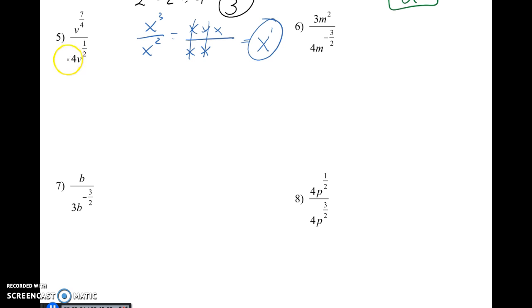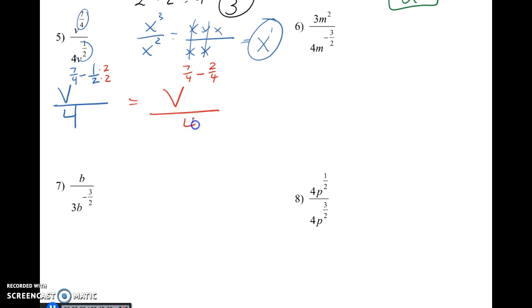Now notice there's a 4 coefficient. So as far as the 4 goes, that's going to stay down there. And then here I'm going to subtract my exponents, and I get v to the 7/4 minus 1/2. To subtract fractions, you need common denominators. So on top I have v to the power of 7/4 minus 2/4 all over 4. 7/4 minus 2/4 is 5/4. And I have a 4 on bottom.